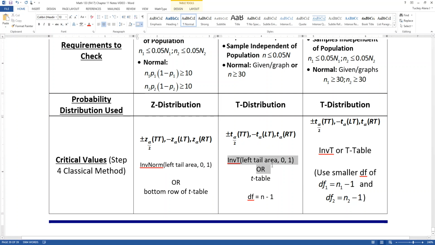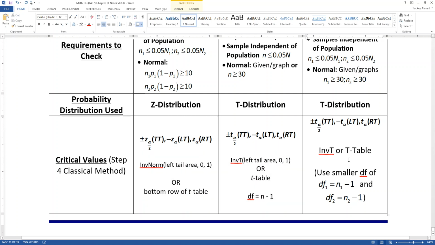Left tail area. Again, some of the new calculators will actually let you use something other than left tail area, but that's the one we've used. And then inverse t, left tail area for sure on that one. That has to be left tail area. Or the t-table. Your degrees of freedom on the matched pairs case is pretty simple. It's just n minus 1. So that's no trouble. So these two critical values, 11.1 and 11.2's, you could find with no problem.